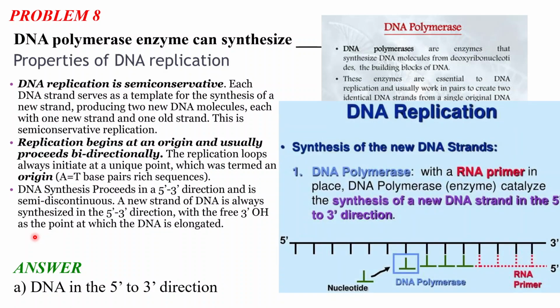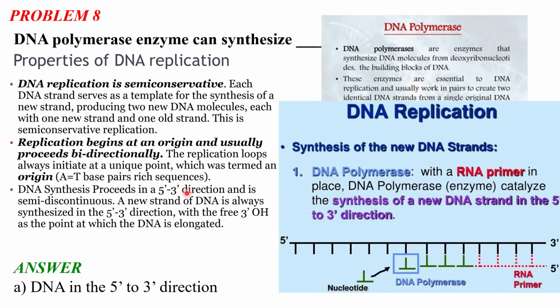So, this is the synthesis of a new strand of DNA by DNA polymerase with the RNA primer in place. The DNA polymerase catalyzes the synthesis of a new strand of DNA in the 5' to 3' direction. So, we have one strand of the DNA which goes in the 5' to 3' direction, and for this particular strand the new strand will be forming in the 5' to 3' direction, meaning in this direction. So, remember always, DNA polymerase can synthesize the DNA in the 5' to 3' direction.